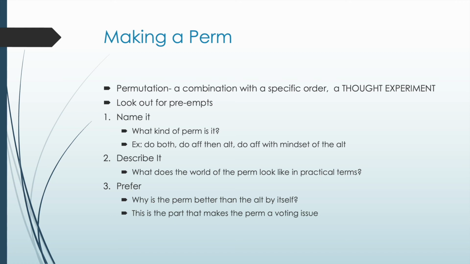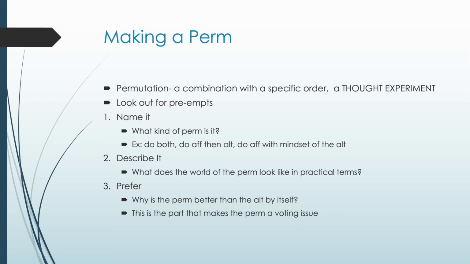So you're going to name it by saying perm do both, or maybe perm do AF with the mindset of the alt. And then you're going to describe it. Tell me what the world of the perm looks like in practical terms. It's not enough to just say perm do both. I don't know what doing both means. You need to explain to me why both things can coexist at the same time and what the world would look like as a result of them coexisting.